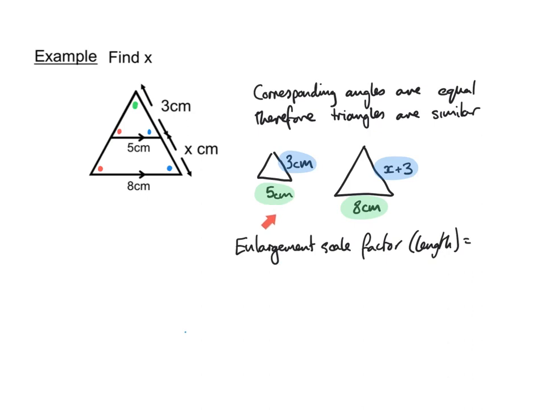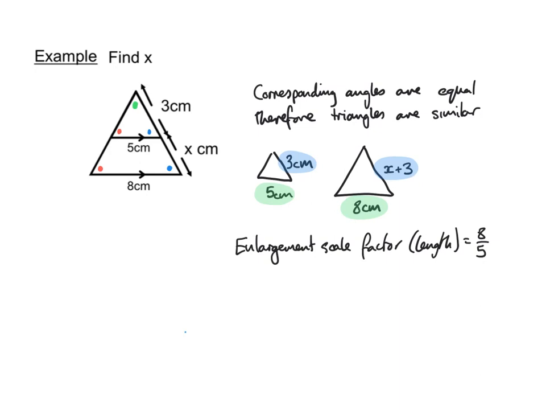Now to get my enlargement scale factor, I take the two corresponding sides which I have values for, and remember, for an enlargement I need to create a fraction which is worth more than 1. So using the 5 and 8, to make it more than 1 it needs to be top heavy, so 8 over 5 will be my enlargement scale factor for length here.